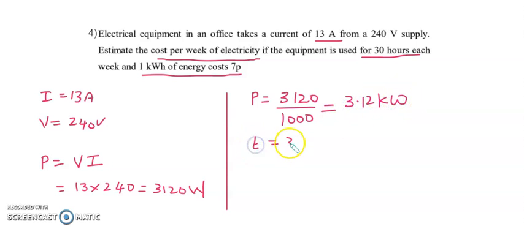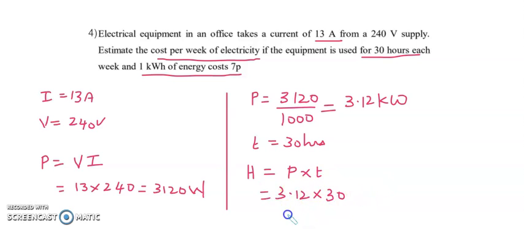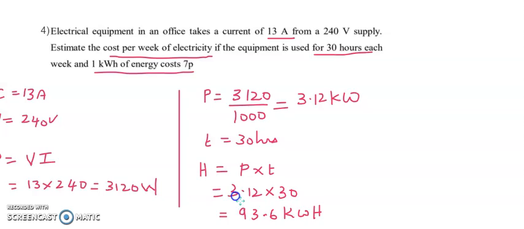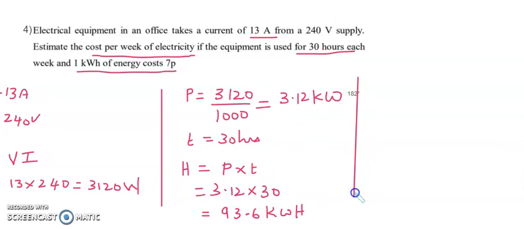The time given is 30 hours. So the heat energy dissipated is power into time, which is 3.12 multiplied by 30, which is equal to 93.6 kilowatt hour. Are we done with this? No, we have to find the pricing or the cost or the money that we are going to pay.